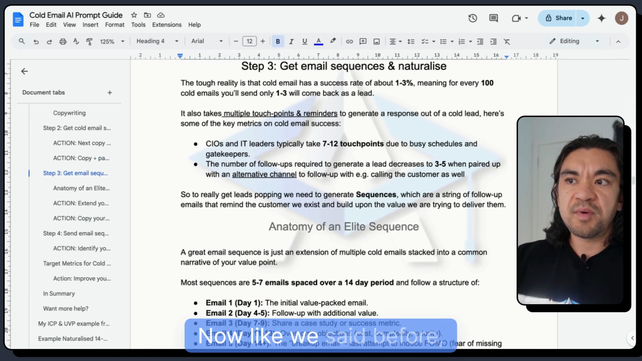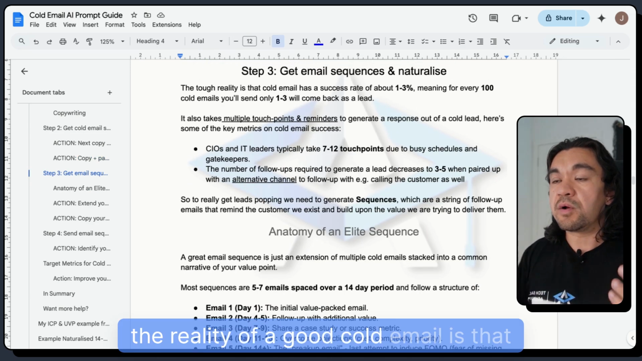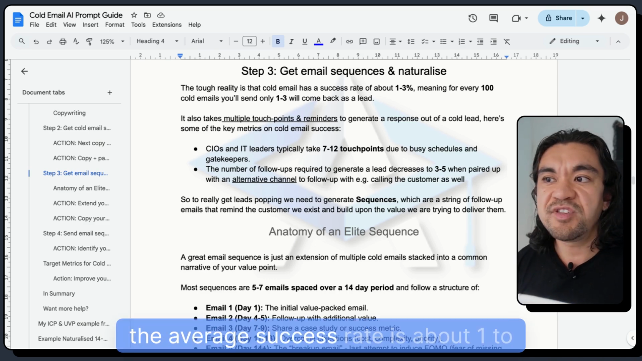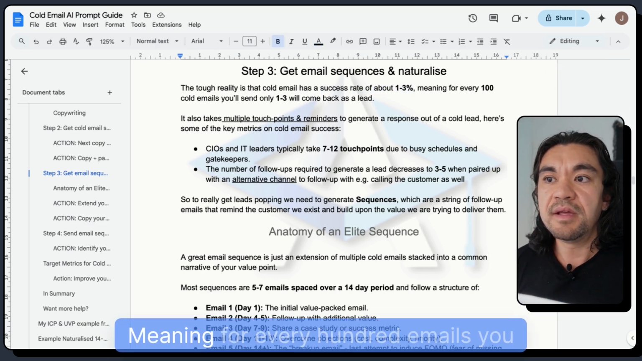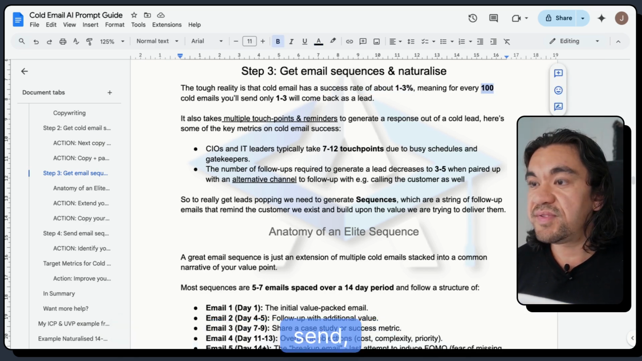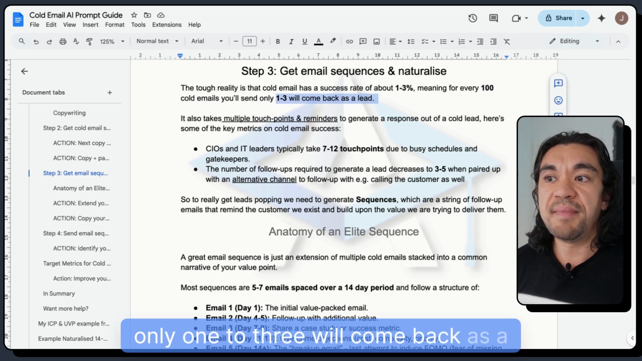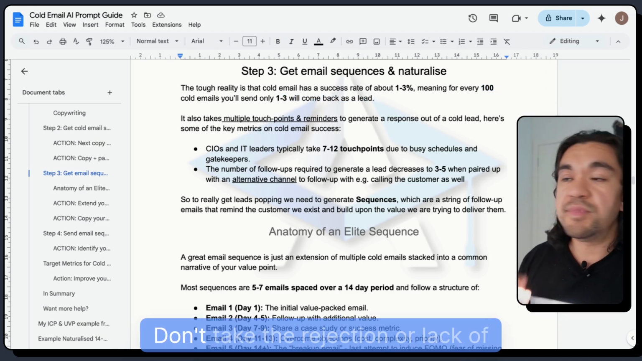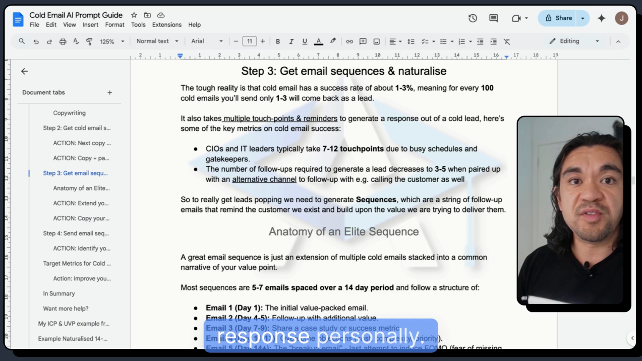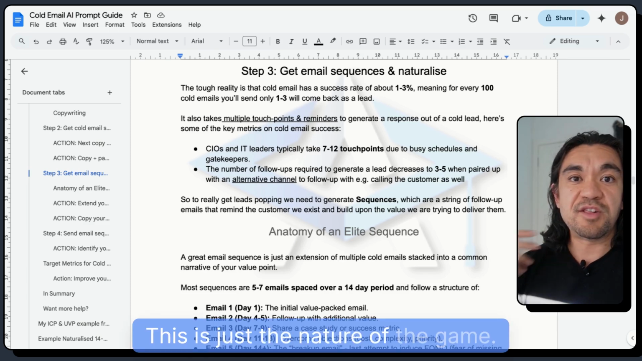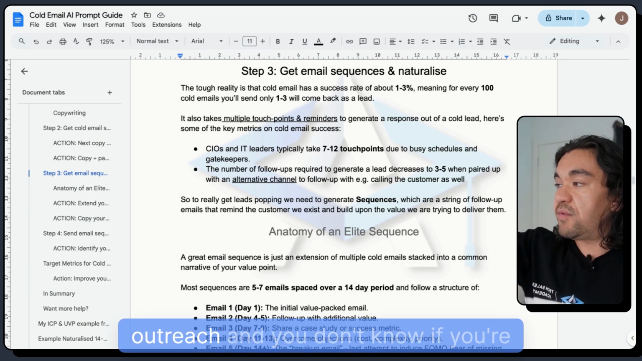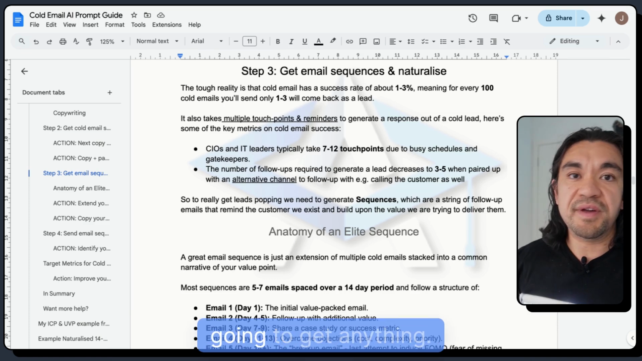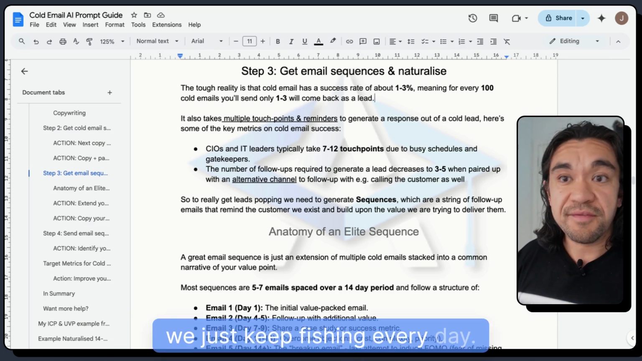Now, like we said before, the reality of a good cold email is that the average success rate is about 1 to 3%, meaning for every 100 emails you send, only 1 to 3 will come back as a lead. So it is a numbers game. Don't take the rejection or lack of response personally. This is just the nature of the game. You're going to be doing a heap of outreach, and you don't know if you're going to get anything. We just keep fishing every day.